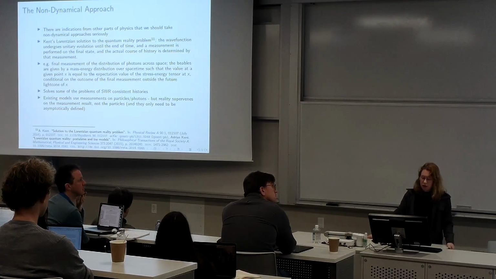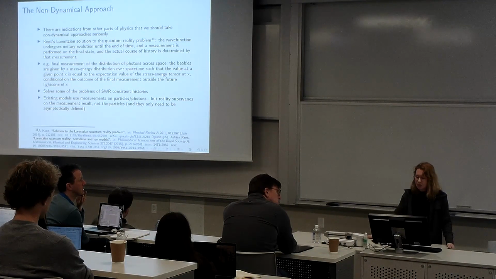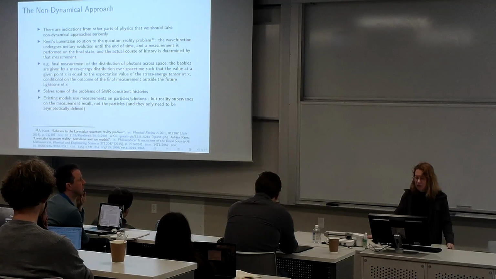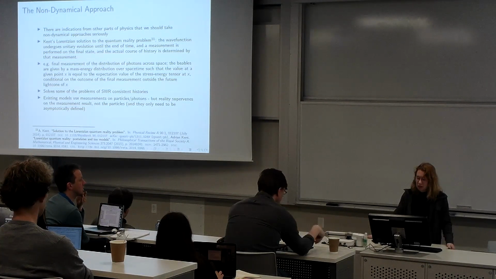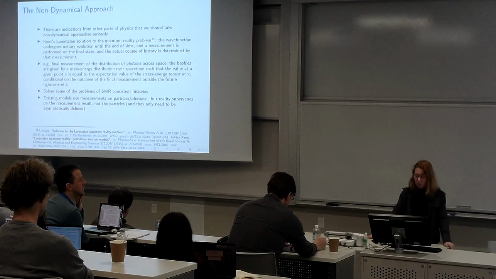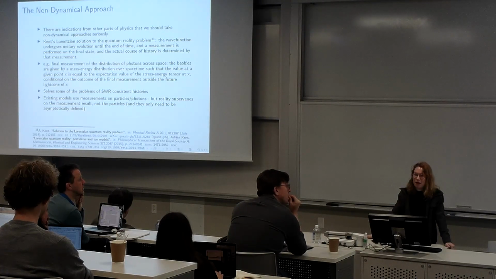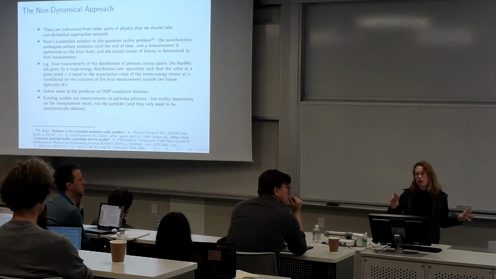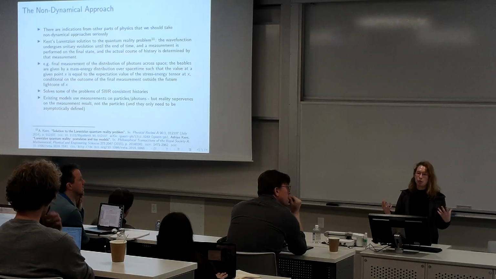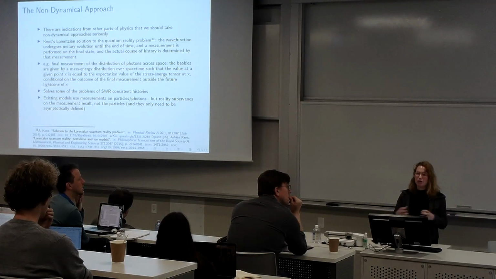So for example, in one of the models, Kent imagines a final measurement of the distribution of photons across space, and then the variables are given by a mass-energy distribution over space-time, such that the value at a given point is equal to the expectation value of the stress-energy tensor at that point, conditional on the outcome of the final measurement outside of the null light cone. I should emphasize that the word measurement here is being used fairly loosely. We don't have to think about this literally. We don't have to imagine there's an actual observer outside of space-time performing the final measurement. The use of the measurement formalism is just a mathematical construction which implements something like a global collapse that selects out a single history.